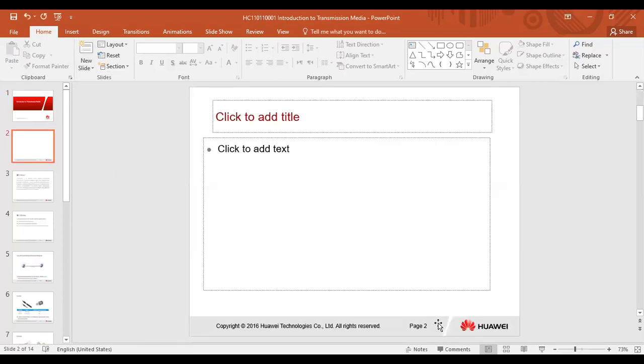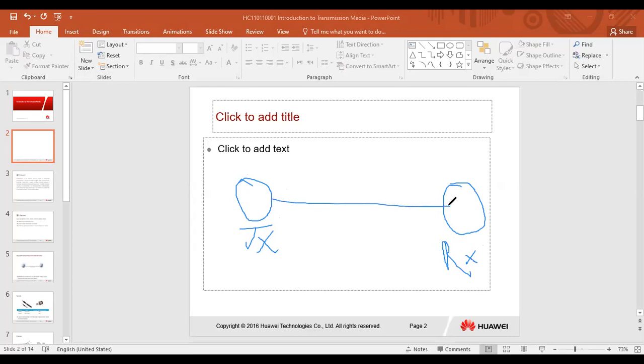Suppose we have, as you all better know, an entity to transmit data, and that entity is called the transmitter. Suppose we have a transmitter. On the other hand, there is a receiver, RX. To communicate these two entities, we need a certain type of medium.